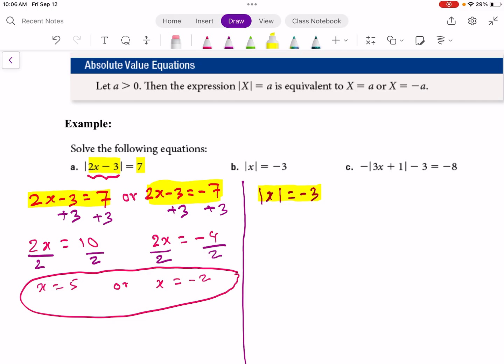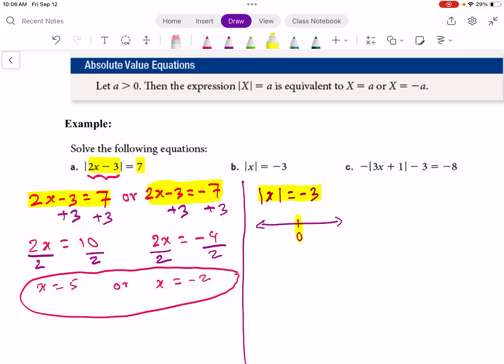So you have a number line, right? We are trying to find a number whose distance from 0 is negative 3. Now, can a distance be negative 3? Do we even measure distance using a negative number? No, right? The distance has to always be positive. No matter what number we pick, the distance is always positive.